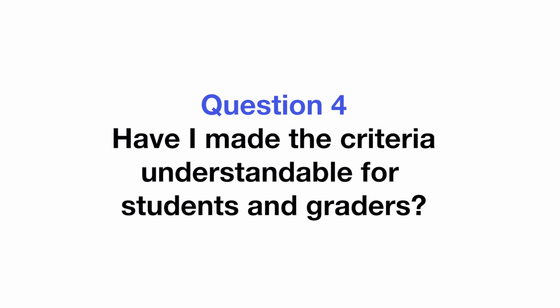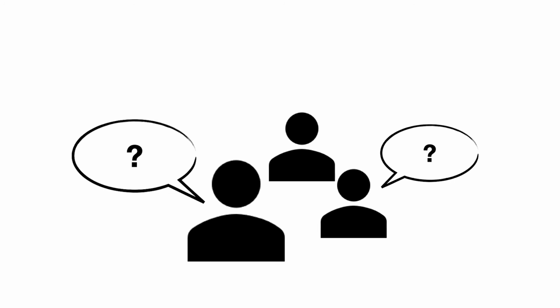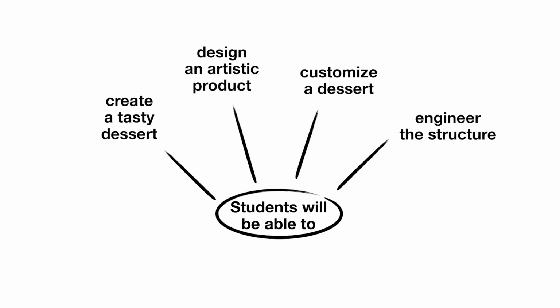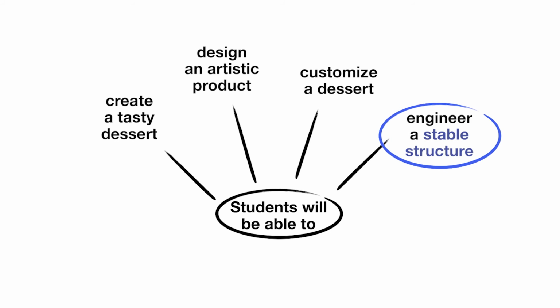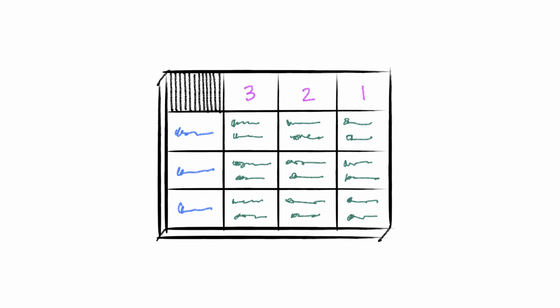The final question to ask is, have I made the criteria understandable for students and graders? Regardless of how valid the criteria are, if they're confusing, the rubric will not be able to be reliably used by graders and students. The criteria should be concise, clear, and written with language that is understandable to students and graders. In our example, we've kept the criteria short, each being 4 words or less, but we could be clearer about what we mean by engineering. When baking desserts, engineering is used to build a structure that won't collapse, so it would be clearer to say, engineer a stable structure. Don't worry about not having enough detail in your criteria. The descriptions of performance standards will provide the necessary detail for students and graders.